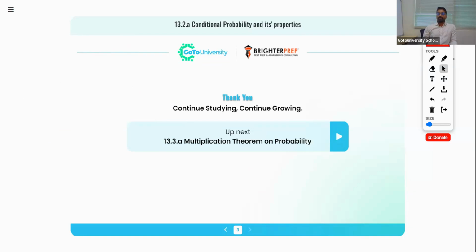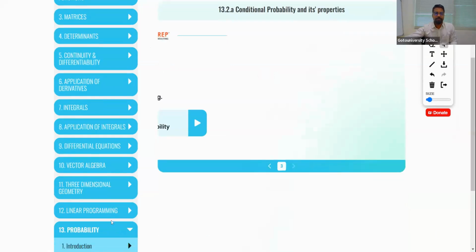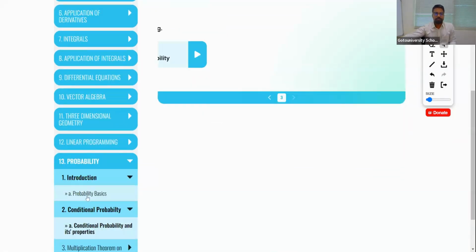Okay, so let's take some solved examples. We can have some solved examples in the previous slide itself. Let's see the one which I skipped in the introduction slides.